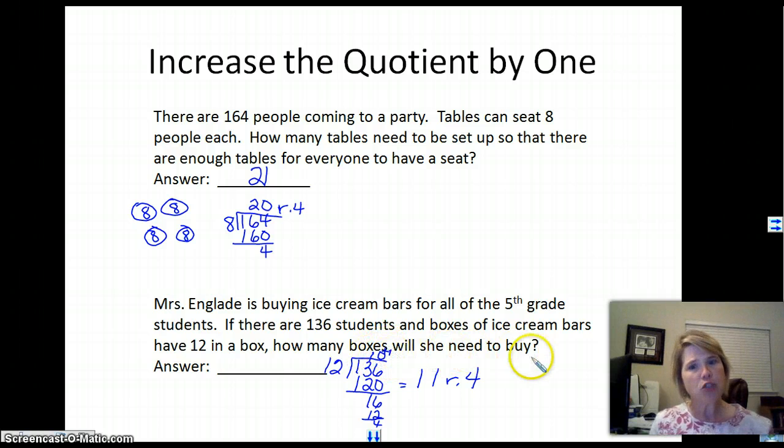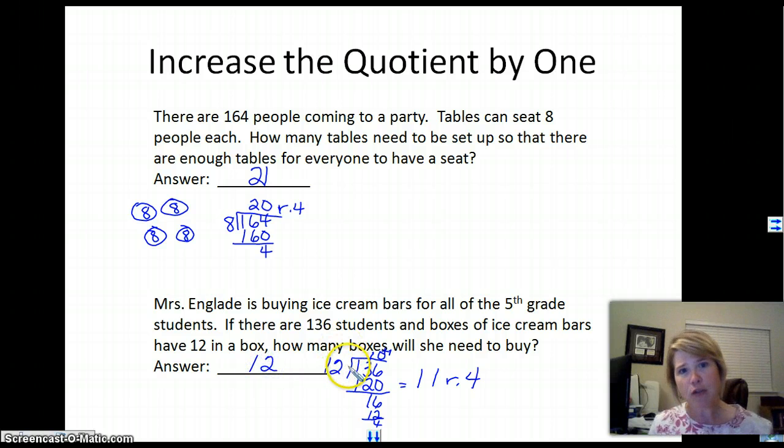How many boxes will she need to buy? Well, if I only buy 11 boxes, which is 132 students, 120 and 12, there's going to be 4 students that are a little upset because they don't get ice cream. Hey, what about me? I don't get ice cream. Okay, so you better buy a 12th box of ice cream, right?